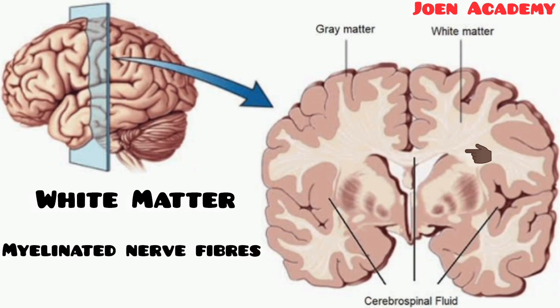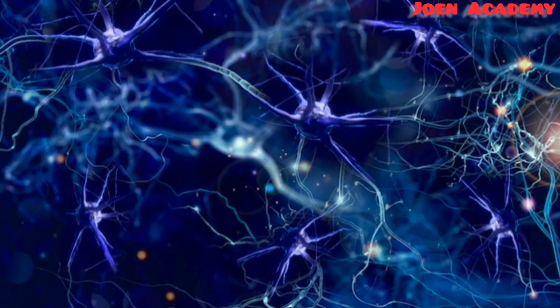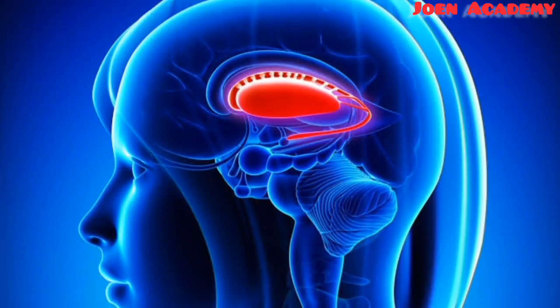The white matter of the cerebrum is the underlying layer of the cerebrum that is composed mainly of myelinated nerve fibers, which are responsible for communication between different brain regions. The white matter appears white due to the myelin sheath that insulates the nerve fibers and therefore brings about faster signal transmission.